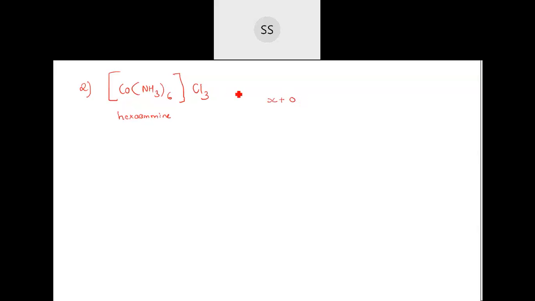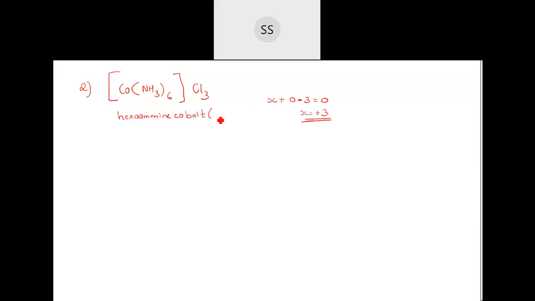Then come to the oxidation state. To calculate the oxidation state, cobalt you don't know, so that is X, plus ammonia, the charge on them is 0, so 6 into 0 will be 0. And then we have chlorine. Chlorine charge is -1, and 3 chlorines are there, so -3. The whole charge on the compound is 0, because there is no charge anywhere. So X is equal to +3. That means the cobalt oxidation state here is +3. After naming the ligand, we have to write the name of the transition element, and the transition element over here is cobalt.